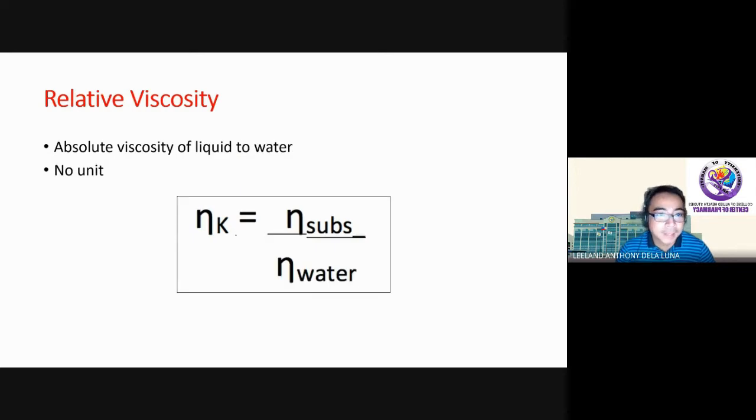Okay, pag sabi naman natin relative viscosity, it's the viscosity of your substance divided by the viscosity of water. Okay, and oftentimes, class, this one's no unit, doesn't have unit, because nagka-cancel out yung units ng inyong absolute viscosity at saka yung viscosity ng water na gamit ninyo. Right? And we call that relative viscosity.